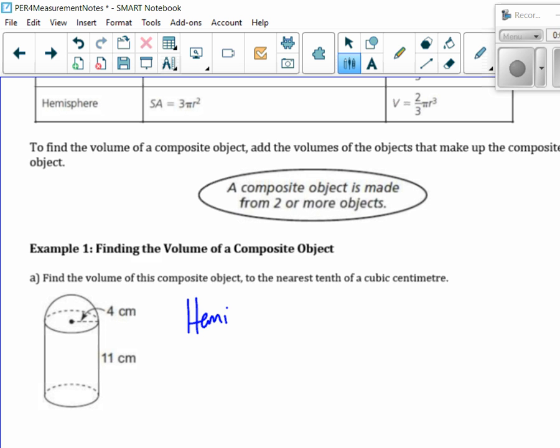My advice to you also is to label it so that it doesn't get all messy. And these are worth more marks, so then at least if you make one mistake in one of the things, you don't lose multiple marks. So hemisphere volume is equal to 2/3 pi r cubed. Check to see that my 4 is a radius and not a diameter. So then volume equals 2/3 pi times 4 cubed.